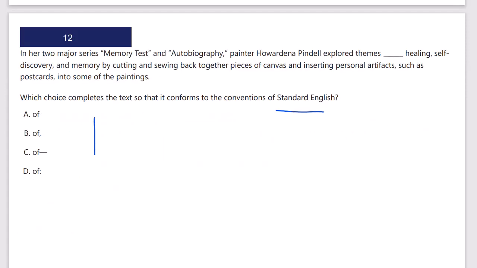Standard English. I've got prepositions with commas, dashes, etc. Let's see what's going on. In her two major series, Memory Test and Autobiography, painter such and such explores themes of healing. So of healing, I wouldn't put a comma or anything between of and healing. It's themes of healing, self-discovery, and memory. So these are a list of three: healing, self-discovery, and memory. A is the correct answer. No punctuation after of required.